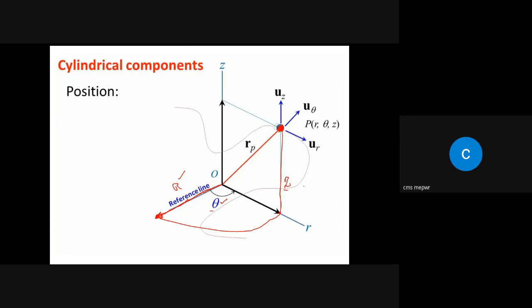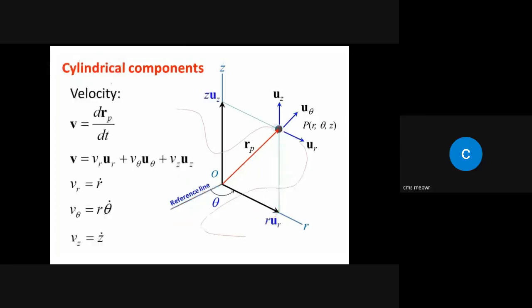So in case of cylindrical coordinate system, we will have three cylindrical components: one along r, capital R or small r, both can be there, one along theta and one along z, right? The unit vector to represent the direction along r is ur, the unit vector along theta will be u theta, and the unit vector along z will be uz. To define the position, we require three variables: r, theta, and z. Is it clear?